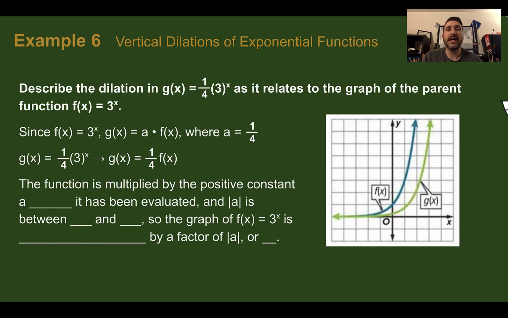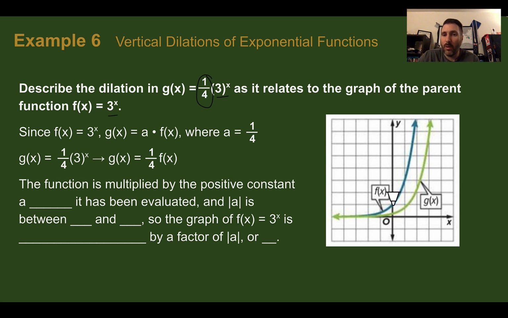Example 6, vertical dilations of exponential functions. Describe the dilation in g of x equals 1/4 times 3 to the x as it relates to the parent function of f of x equals 3 to the x. So our parent function here was 3 to the x. The only difference is this 1/4 out front. That is your a value.